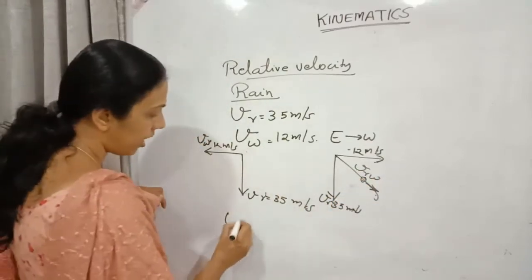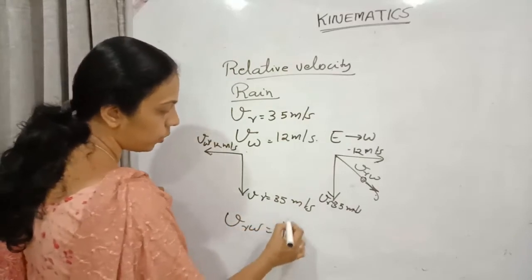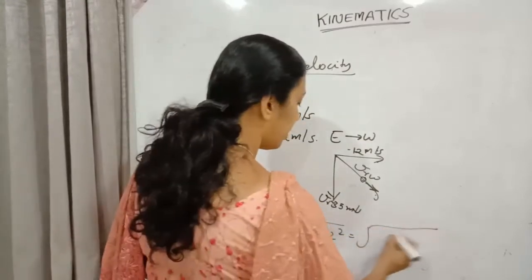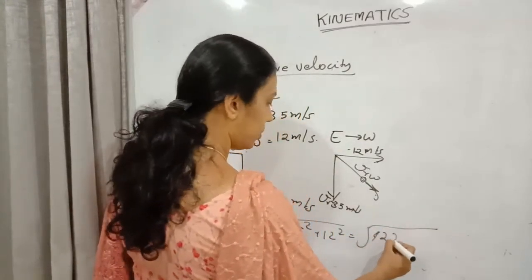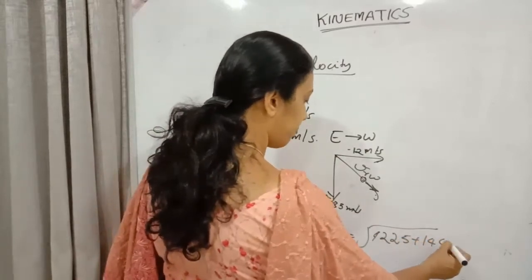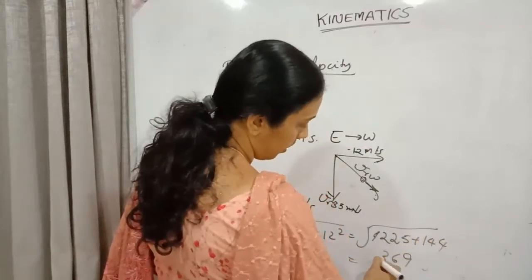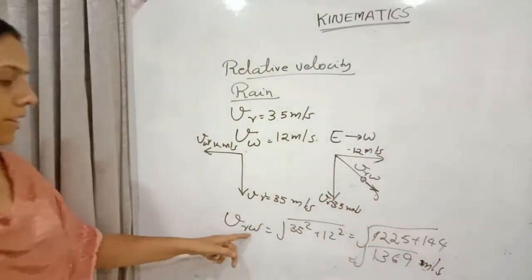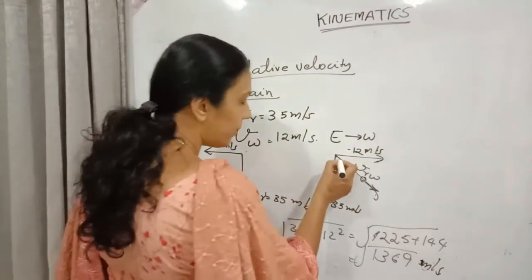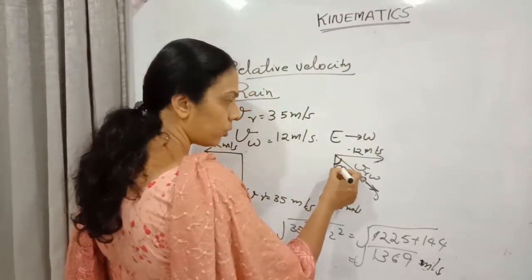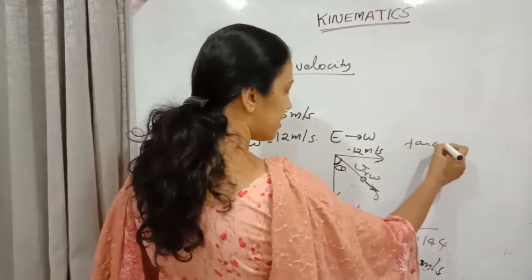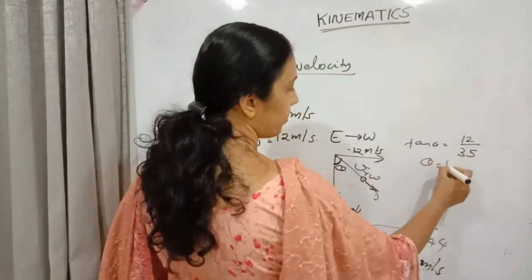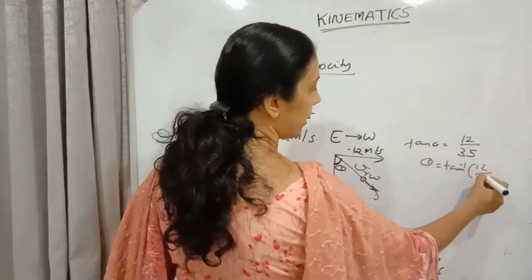Therefore, VRW will be equal to root of 35 square plus 12 square, that is root of 1225 plus 144. Therefore, it will be equal to root 1369 meter per second. You can solve and find out VRW. Direction: with respect to the wind and the rain, what will be theta? Tan theta equals opposite side divided by adjacent side. Theta will be equal to tan inverse 12 by 35.